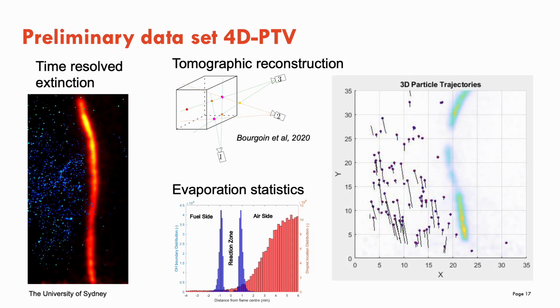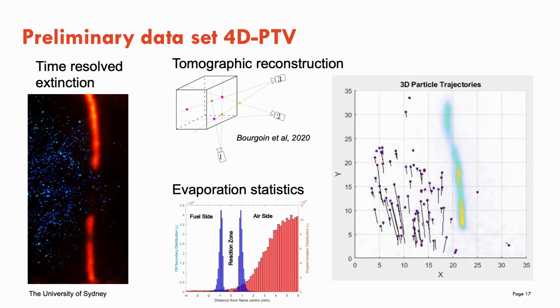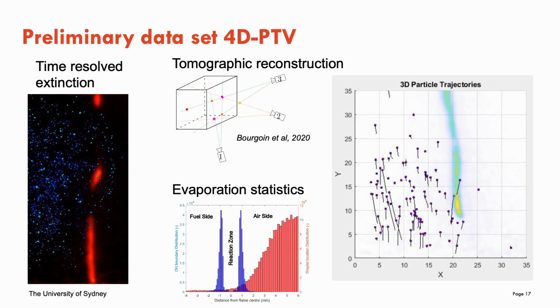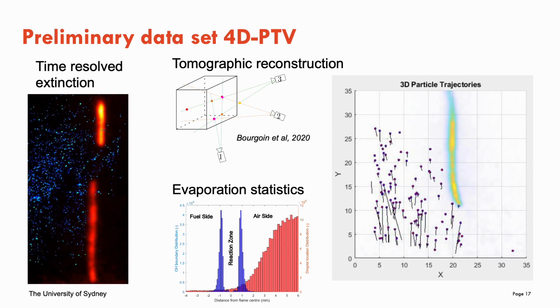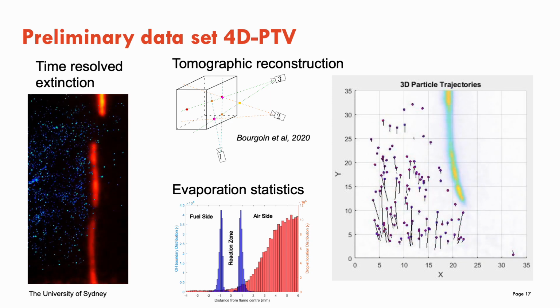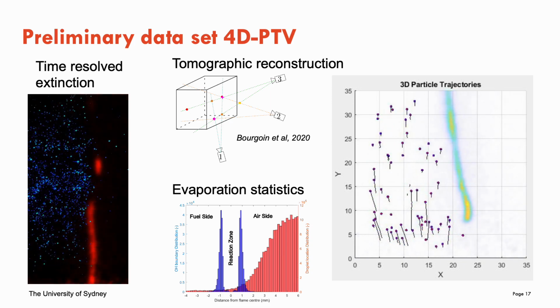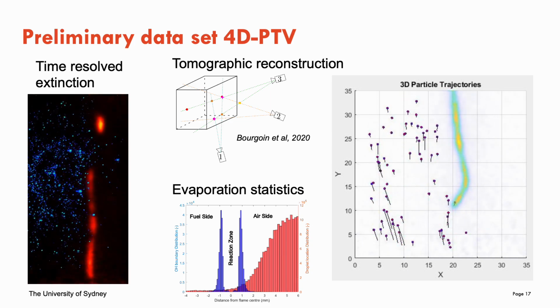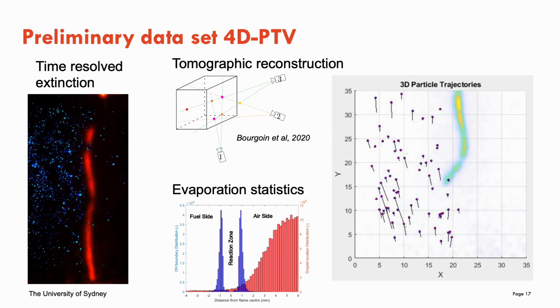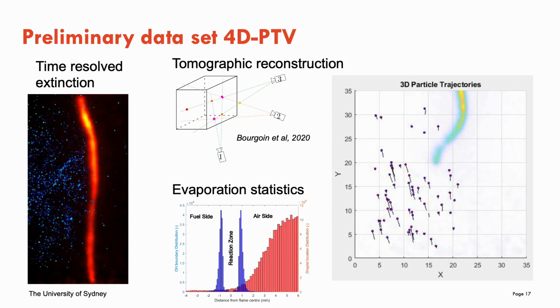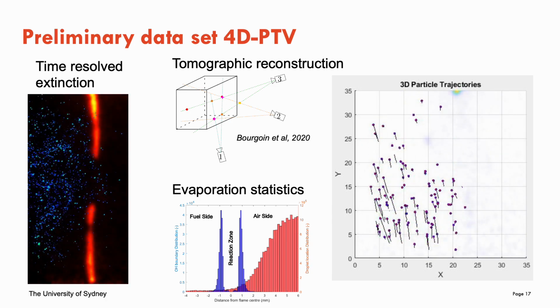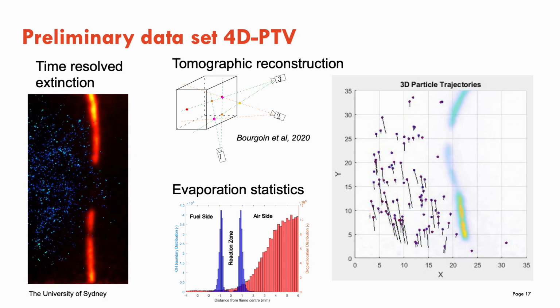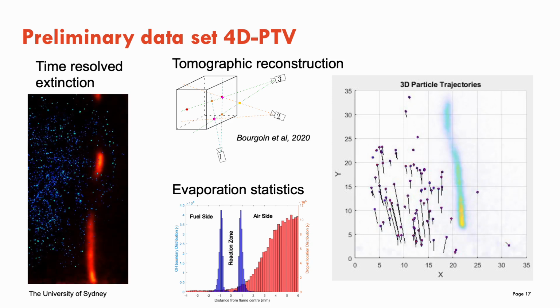So here are some of our preliminary results. On the left, you can see high time resolution of how droplets cause these extinction holes. And on the right we have examples of 3D particle tracking. These are droplet trajectories in 3D space. This is performed through a technique called tomographic reconstruction, where we can get some form of droplet evaporation statistics.